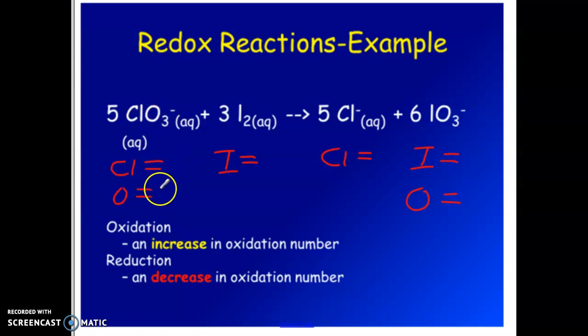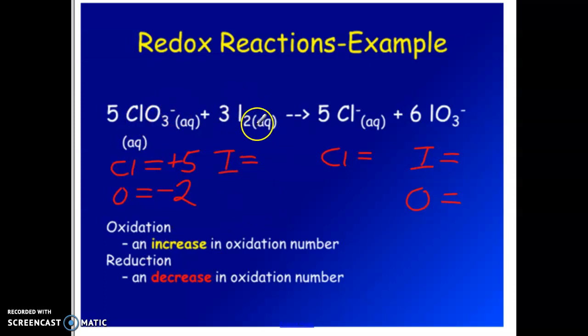So oxygen is -2. There are 3 of them, which gives us -6. And we have to have this add up to -1, right? So that means our chlorine is +5, right? So +5 and -6 is -1.